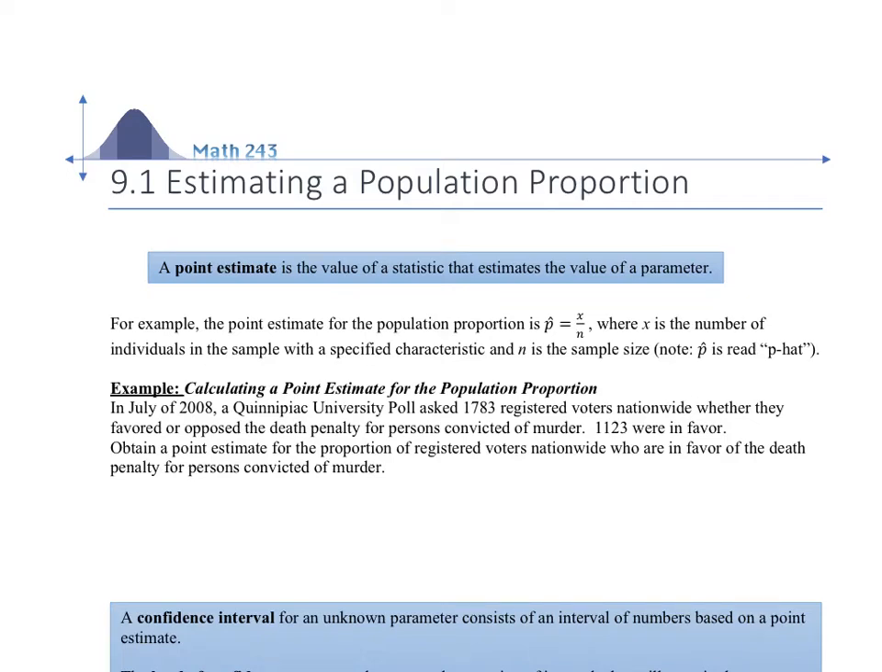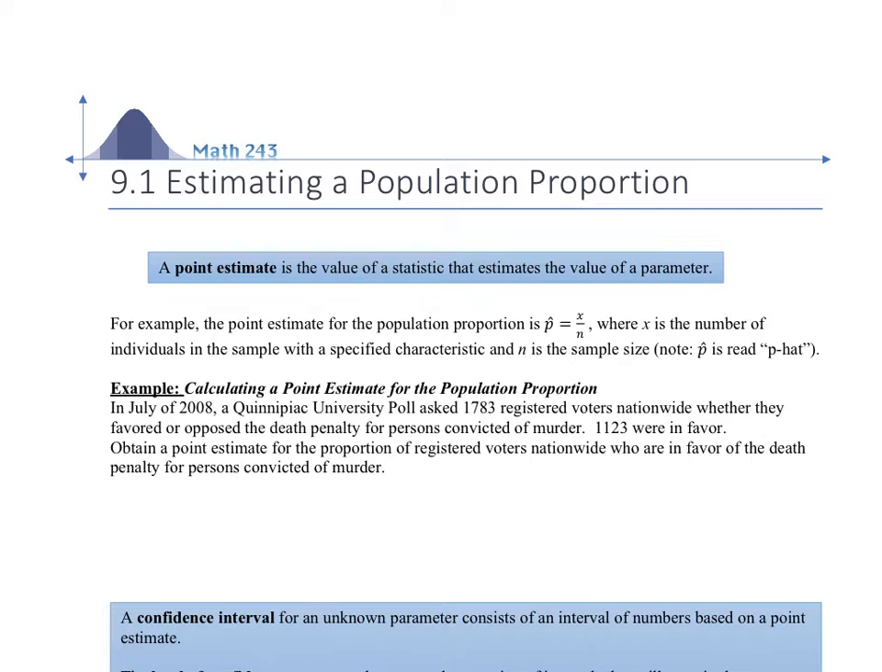In this section, we're going to talk about estimating a population proportion. So we learned that a population proportion is a statistic that comes from just a percentage, basically. And so anything that is given in a percentage is typically a population proportion. Like what percent of all cars are gray?